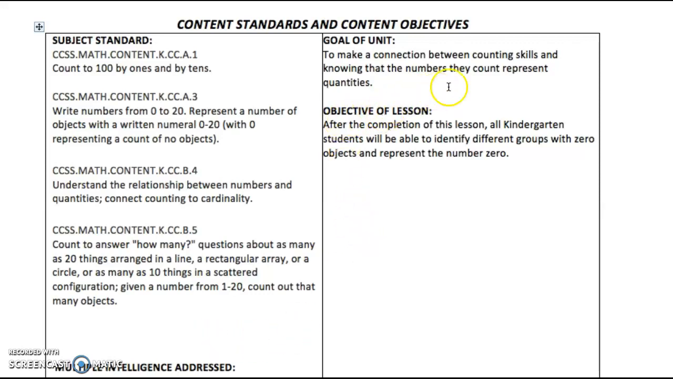So the goal of this particular unit would be to have students make a connection between their counting skills and knowing that the numbers that they are counting represent different quantities. The objective of this lesson: after the completion of this lesson, all kindergarten students will be able to identify different groups with the number 0 and represent the number 0 as well.